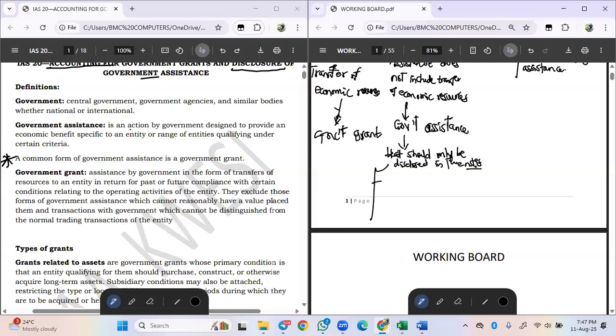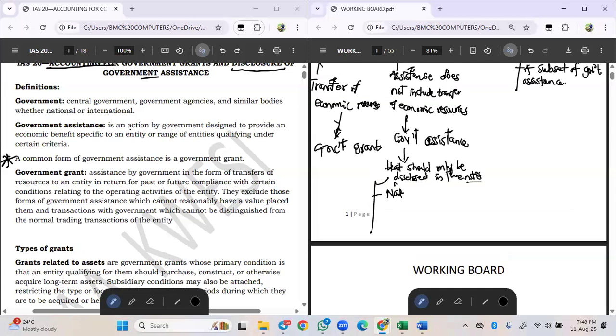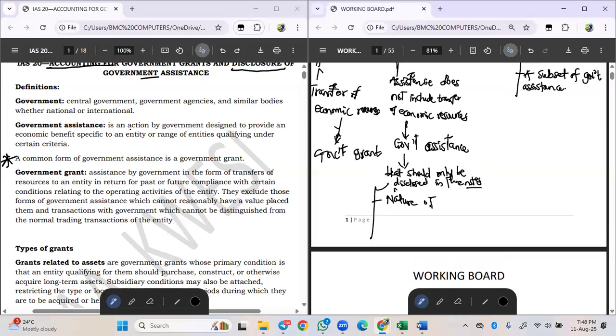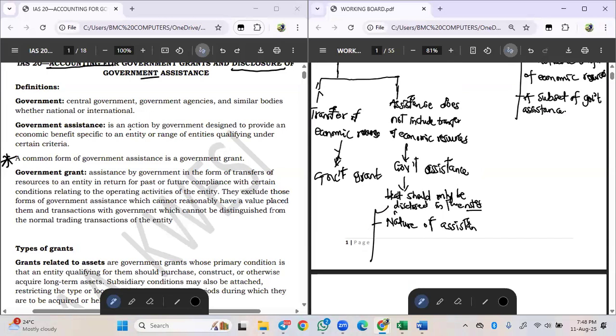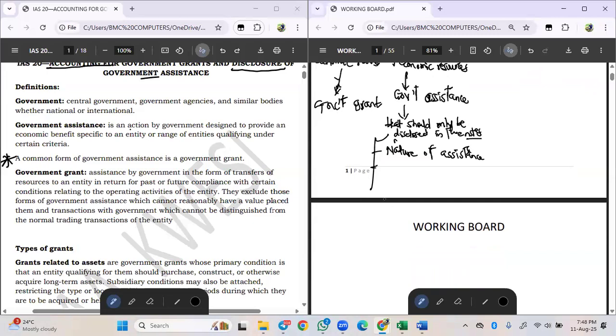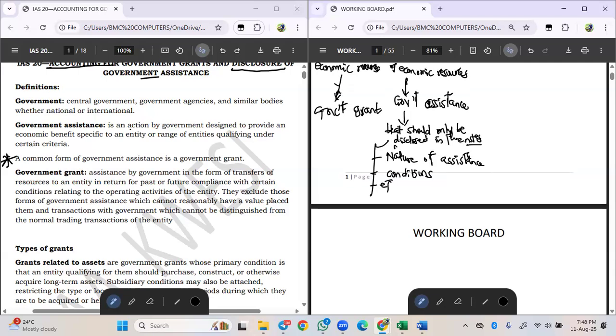This one is in the notes. So the government assistance should only be disclosed in the notes. We are saying that for the disclosure, you should disclose the nature of assistance. And also, you should disclose what? The conditions attached to that particular assistance and all that, and also the effect of that particular assistance.